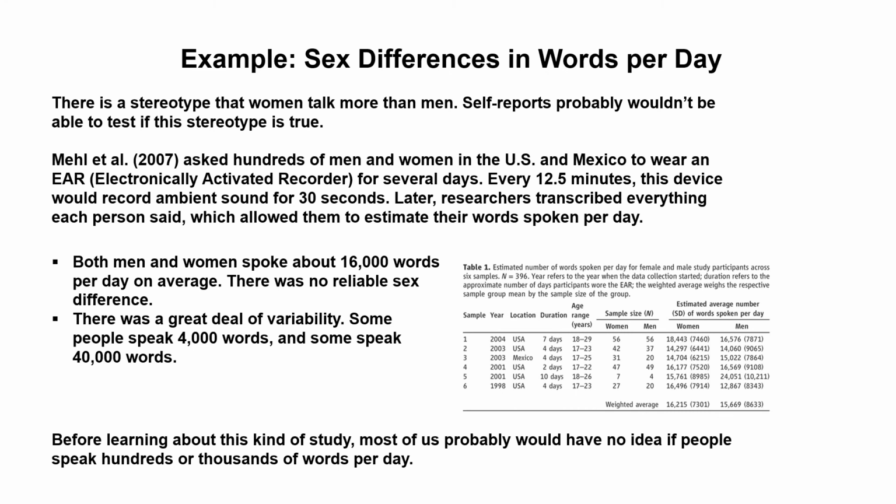So in a study, they asked hundreds of men and women in the US and Mexico to wear electronic devices that recorded them. The device would record ambient sound for 30 seconds every 12.5 minutes. The researchers later coded it. And it turns out both men and women spoke about the same number of words per day, about 16,000 words per day. So there was no reliable sex difference.